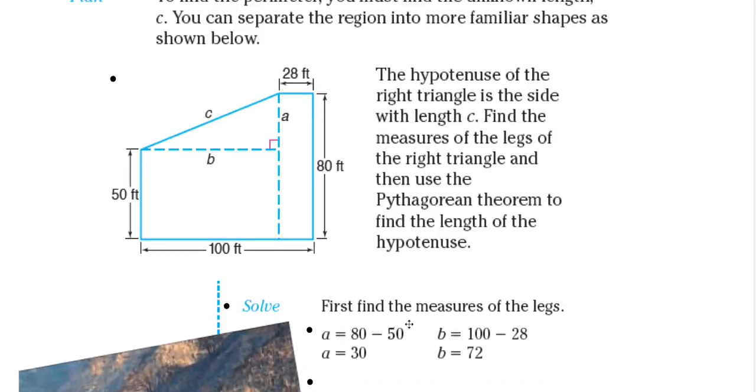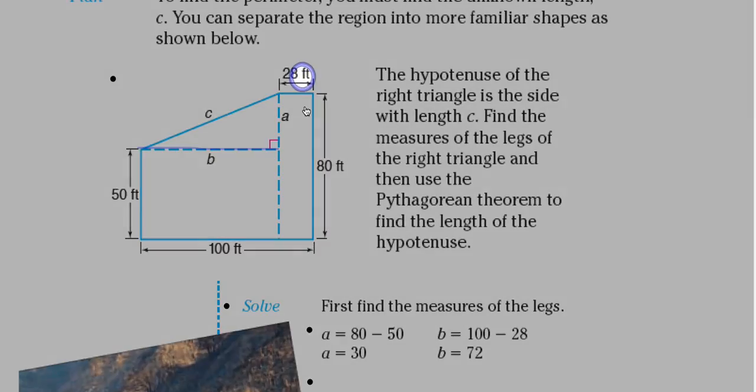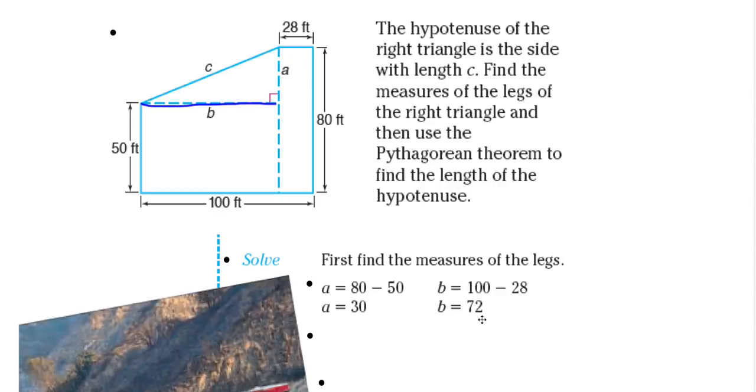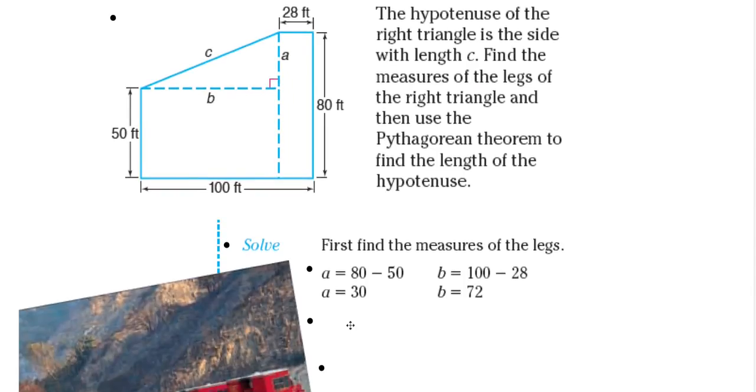And in order to find B, in this case right here, we know that this is 100 feet all the way across, and this is 28 feet. So to be able to find this measure, we need to get 100 and subtract 28 right here. Once we get 100 minus 28, we find the value of B, and that's what we have right here. The length of B is 72 feet, and the length of A is 30 feet. What do we do next?